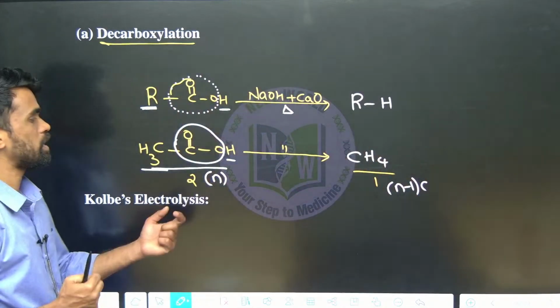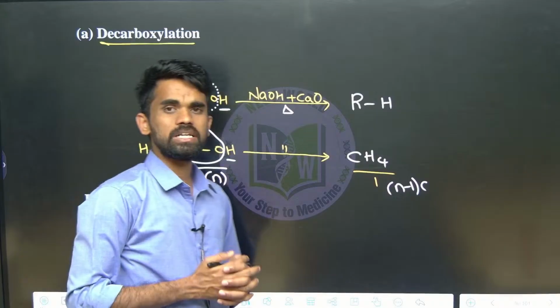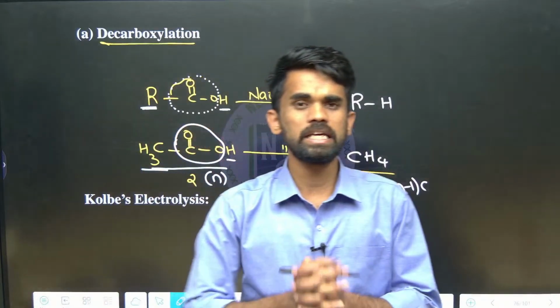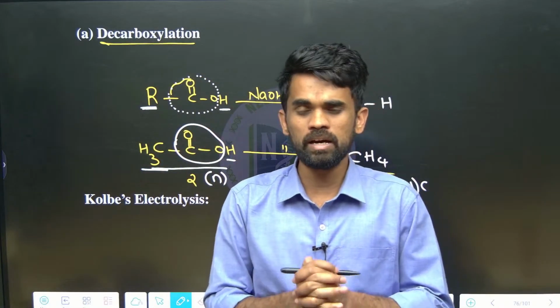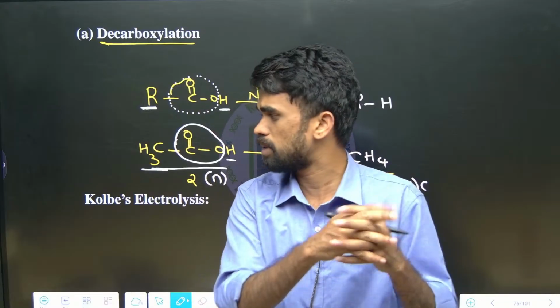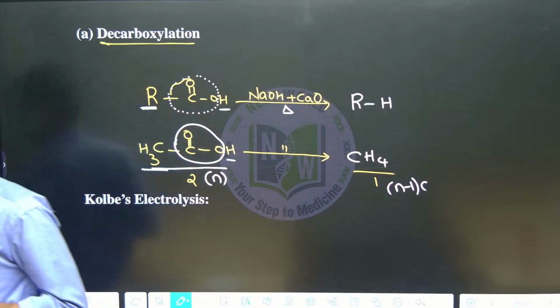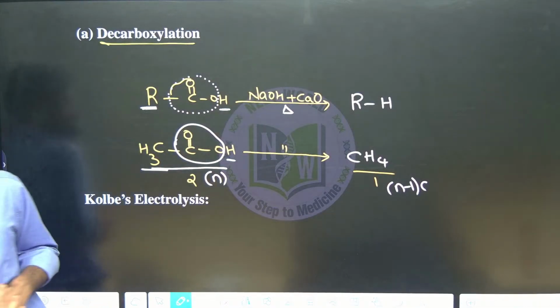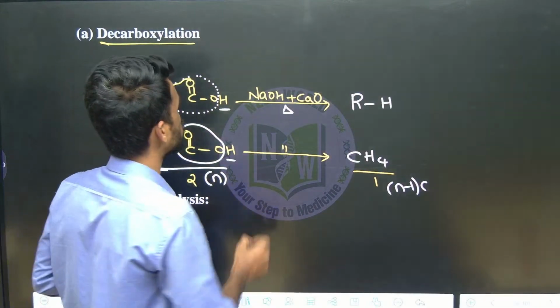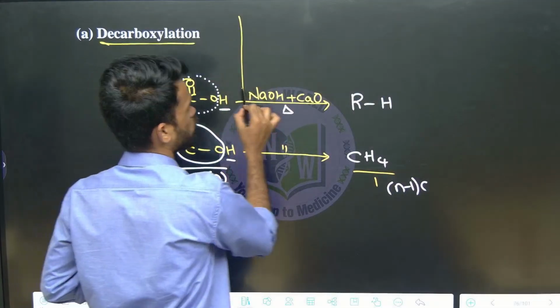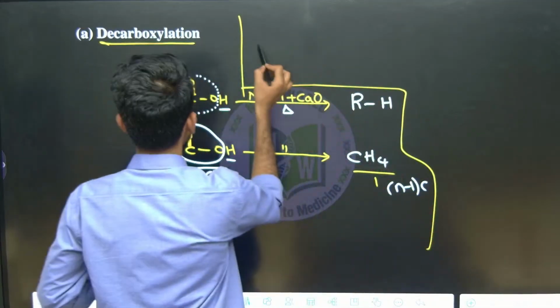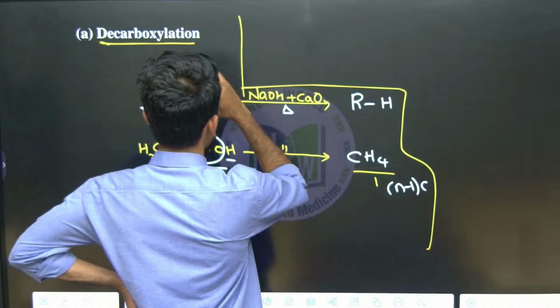You can make a statement: decarboxylation of carboxylic acids gives alkanes. Here n carbons convert into n minus 1 carbons. This is the transformation taking place. Write it in your notes, it will be useful. Next I will be adding a few more concepts here. See what I am writing.